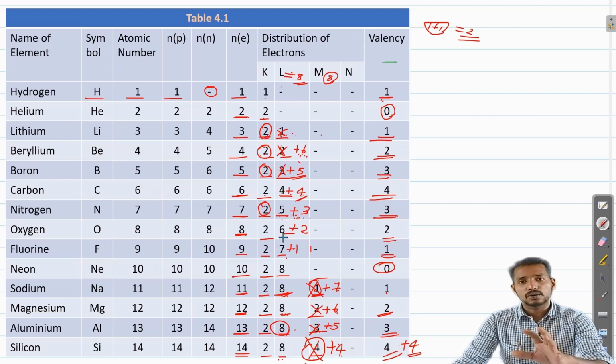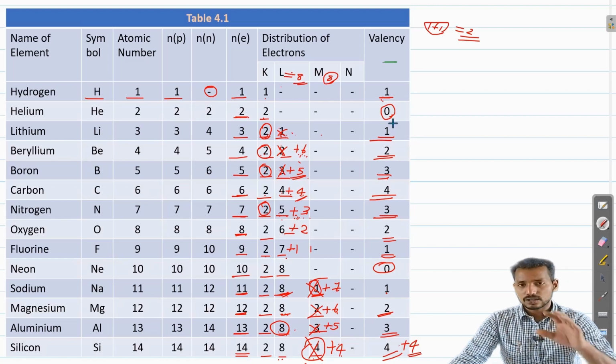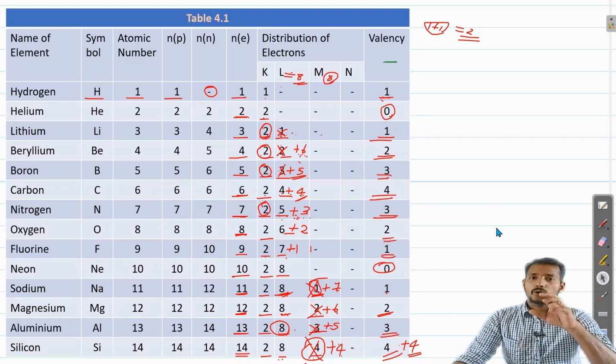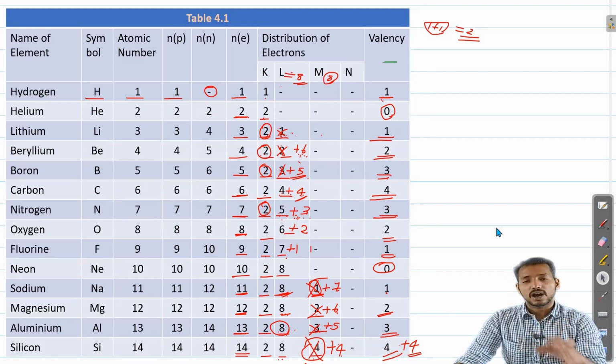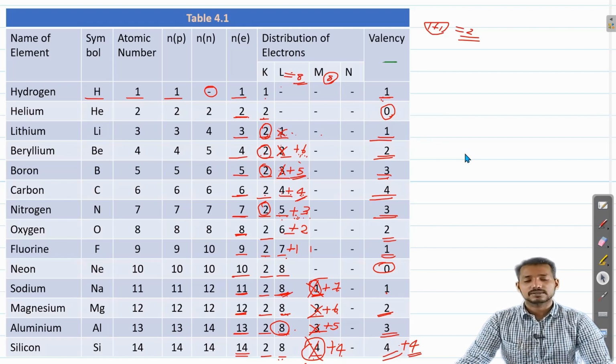Okay, so I hope you got a clear idea, and just try to understand the valency of the other atoms given in this table. I'm not going to discuss that. The last topic I'm going to discuss is covalent and ionic molecules, and how they are formed on the basis of the concept we have discussed.